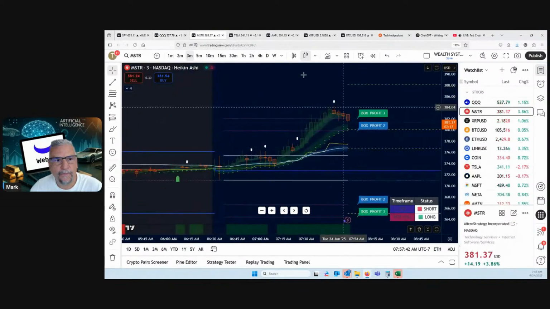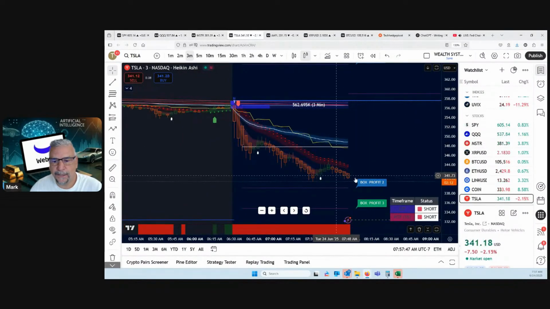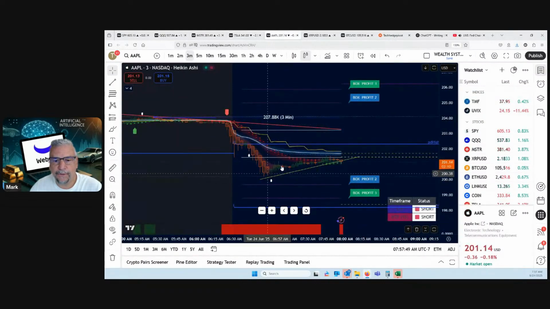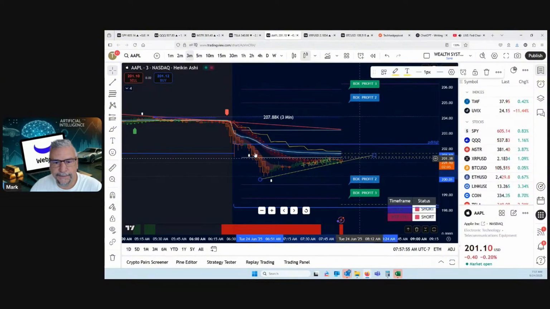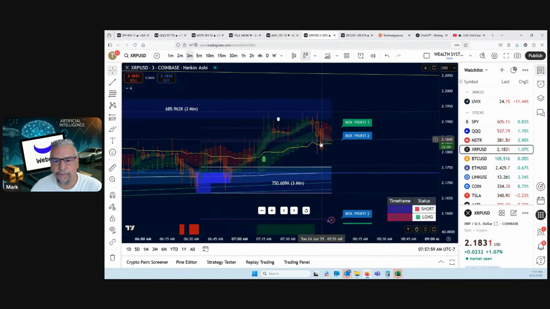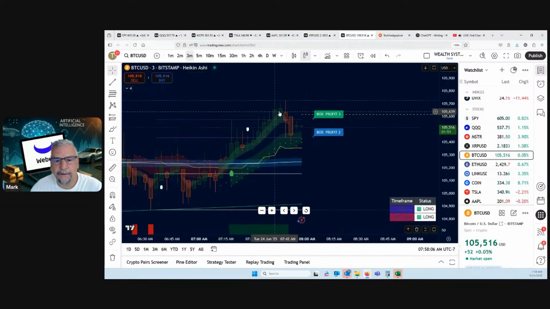QQQ, MSTR. All right, Tesla. Apple's still holding really nice. I mean, gosh, I'm very interested to see what Apple's going to do. Just like I said, we're holding on the trend line, so I would suspect there's a lot of support for XRP, and of course with the Bitcoin. So you can see very healthy retest. This is very strong. A green candle here, very nice.